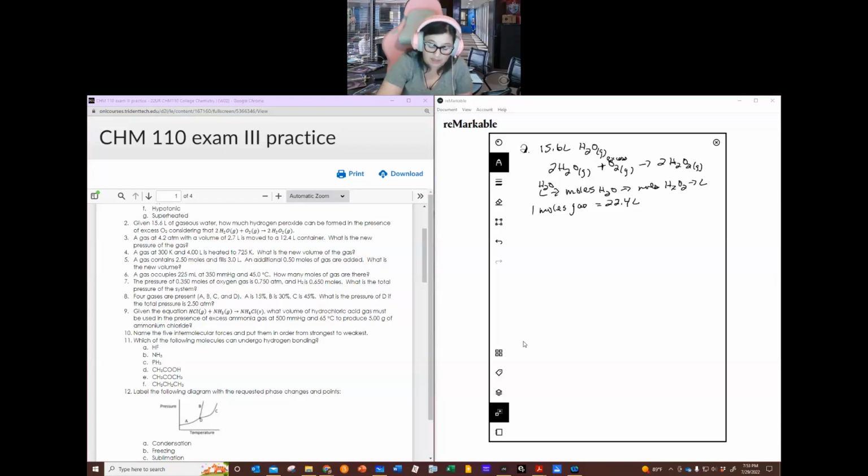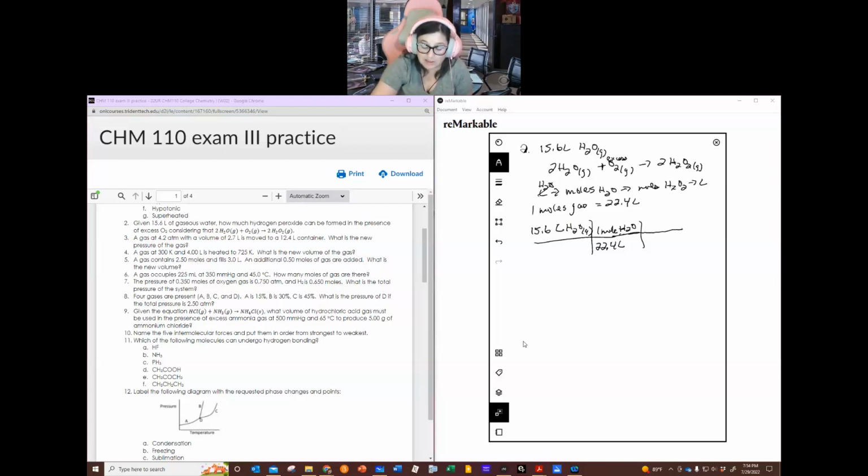So if that's the case, I can take my 15.6 liters, and all my calculations always start with the information that they gave me. So I start with my 15.6 liters of H2O gas. I'm going to use this 1 mole of gas as 22.4 liters, and I'm going to divide by 22.4 liters and have 1 mole of gas on top. And of course, that gas, in this case, is H2O. Okay, so now I have moles of H2O. So I've gotten through this part. Yay, I got part of the way there.